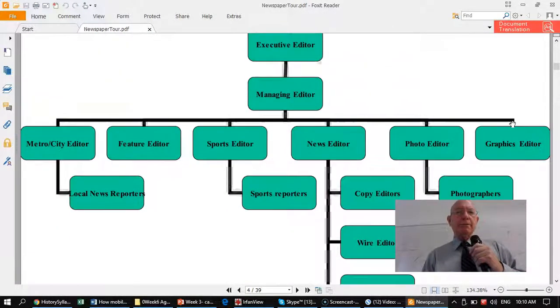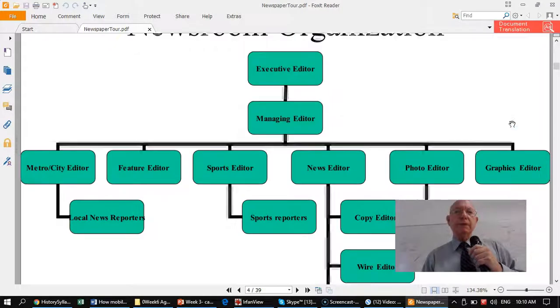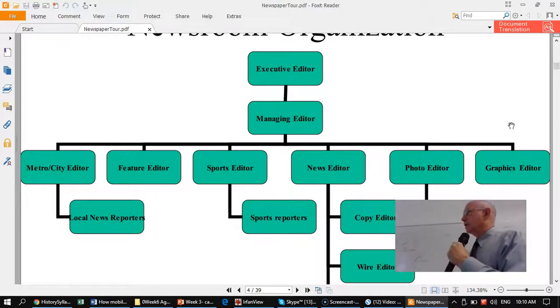Anyway, this one is a little bit more detailed. Again, this was the way it looked at our 50-person newsroom. So most of the local reporters were answering to the Metro and City editor.